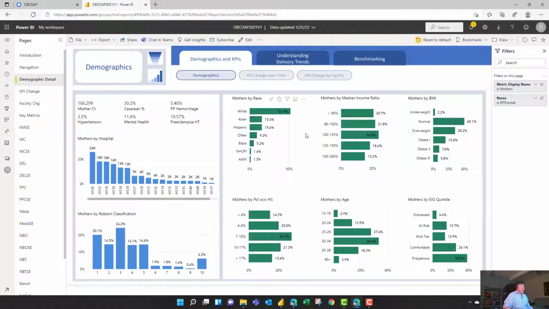Again, coming back to the demographics and KPI page, I think it's one of the simplest pages, but also one of the most revealing. So I hope this has been useful.